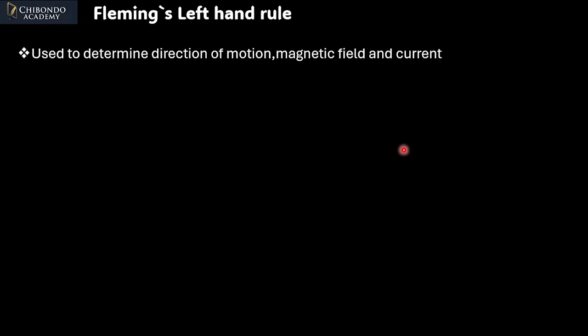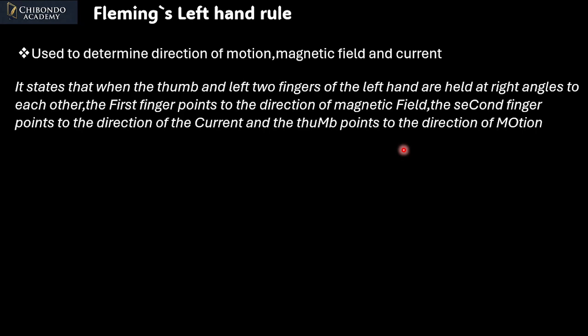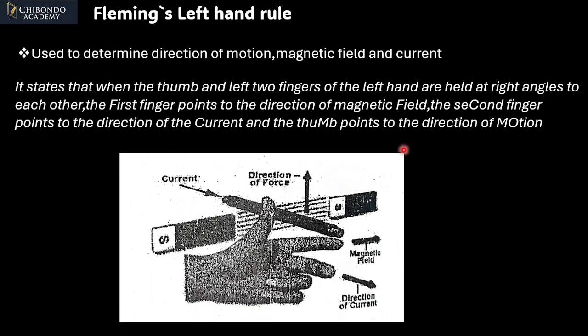Then you have this other important law, which is Fleming's left hand rule. So what is Fleming's left hand rule? It is a rule used to determine the direction of motion, magnetic field, and current. It states that when the thumb and the first two fingers of the left hand are held at right angles to each other, the first finger points in the direction of the magnetic field, the second finger points in the direction of current, and the thumb points in the direction of motion. You don't have to memorize all that, but you just need to know how to use Fleming's left hand rule.